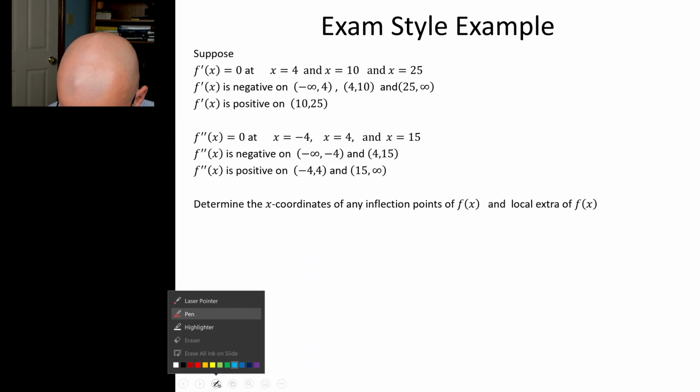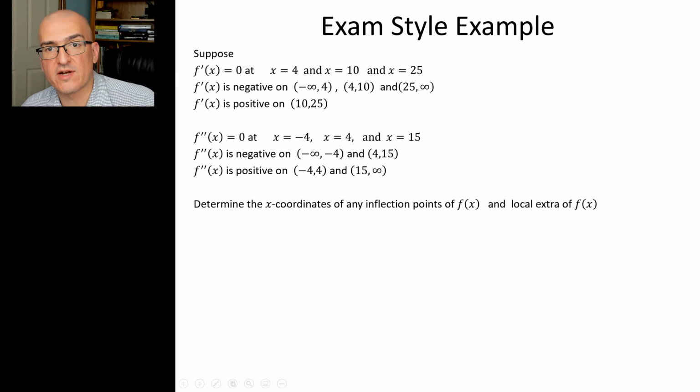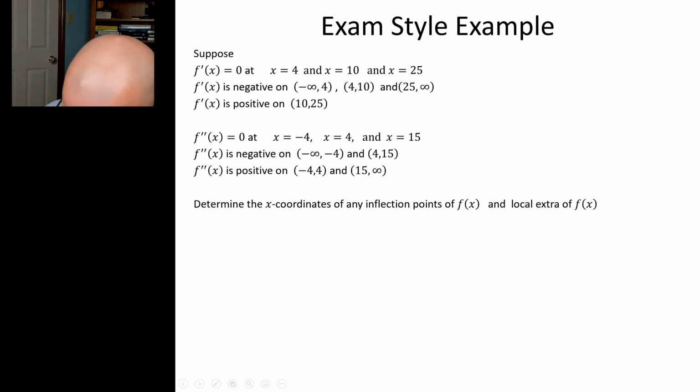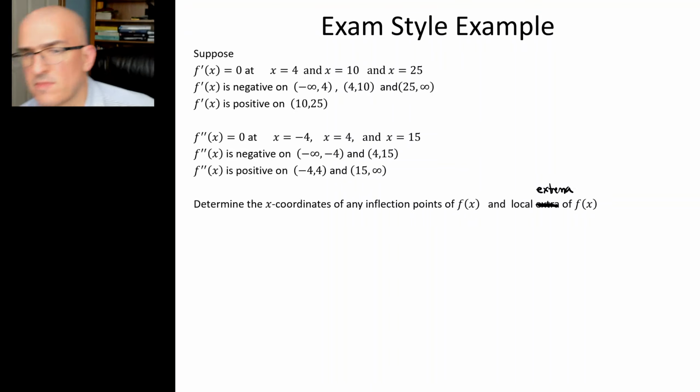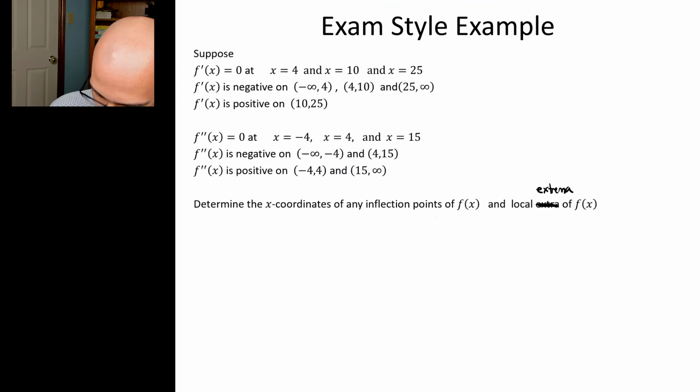The last exam style question is kind of a nightmare question. We have information about the first derivative and information about the second derivative. We're asked for finding x coordinates of inflection points and x coordinates of local extrema. That should be extrema, that's a typo. Local extrema. All right, so I'm going to make two different number lines. I'm going to say the first one's the f prime of x number line, and the second one is the f double prime of x number line.